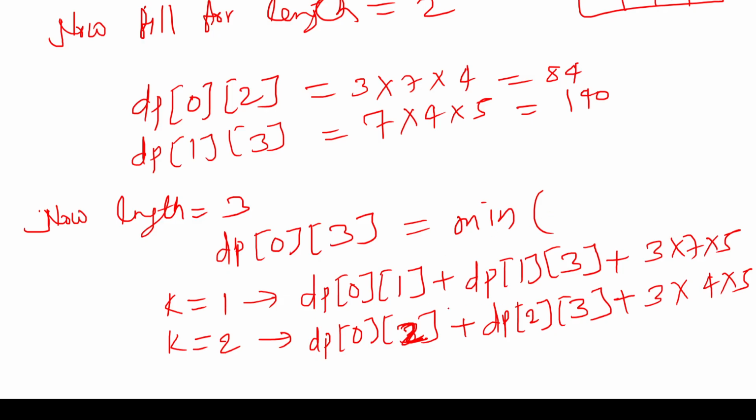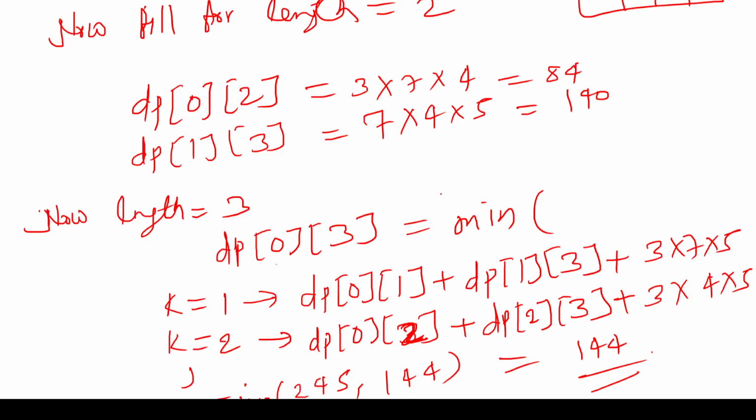So we have to find this minimum, and we have 245 and 144. Out of these we take the minimum that we have found. So the minimum is 144, which means dp at 0 and 3 is 144. This is what we need to implement.